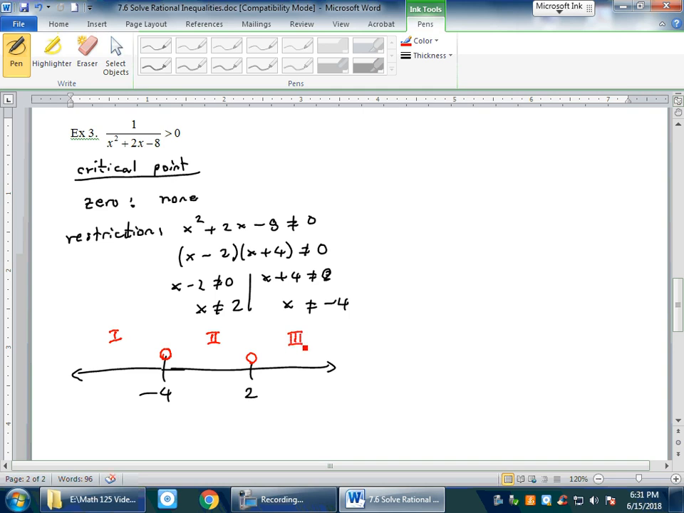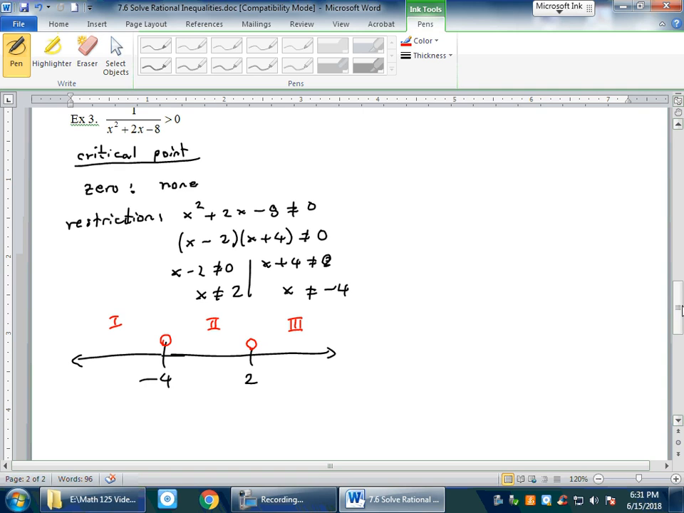From each interval, I'm going to pick a number and then test it. So interval 1, I can pick negative 5. Interval 2, I can pick 0. Interval 3, I can pick 3. So now we know that the numerator is 1, so it's always going to be positive no matter what. Right? So we only need to check the denominator part.